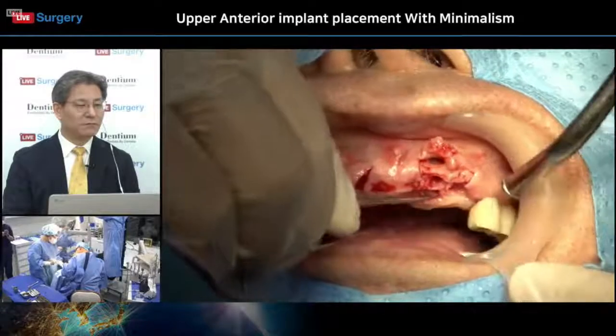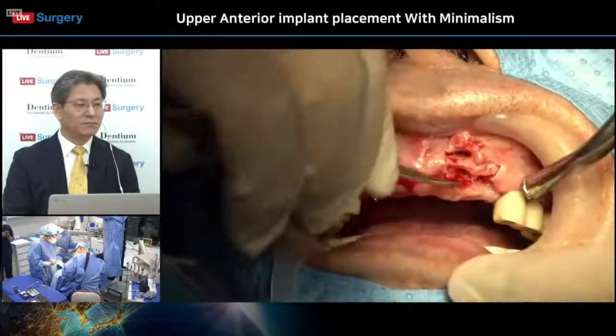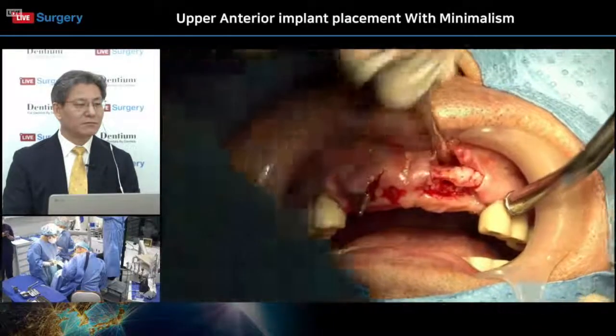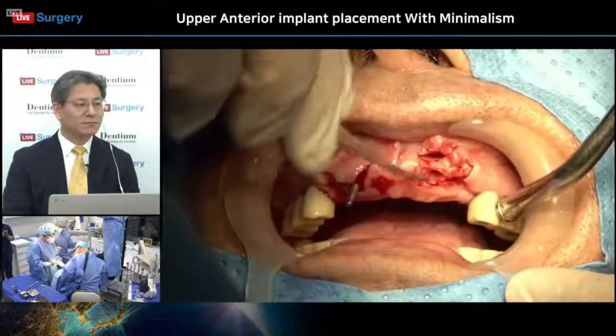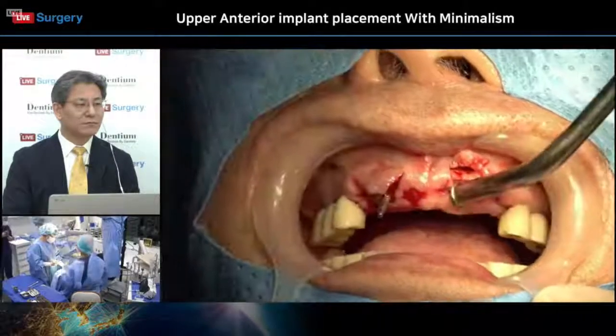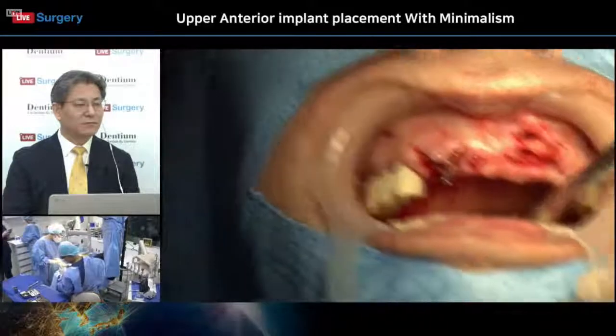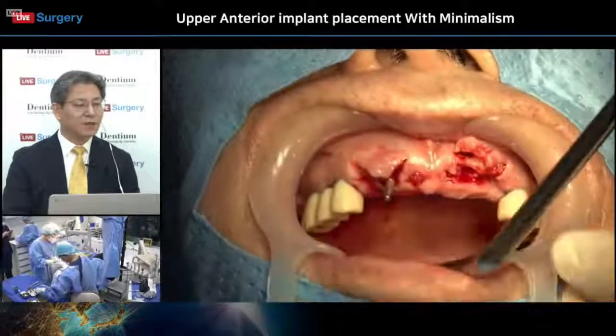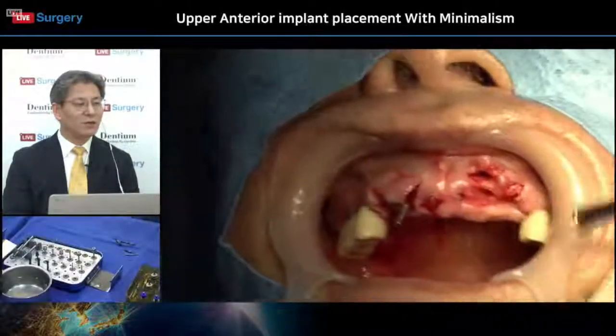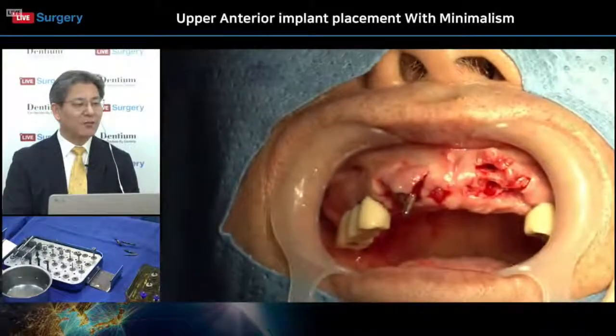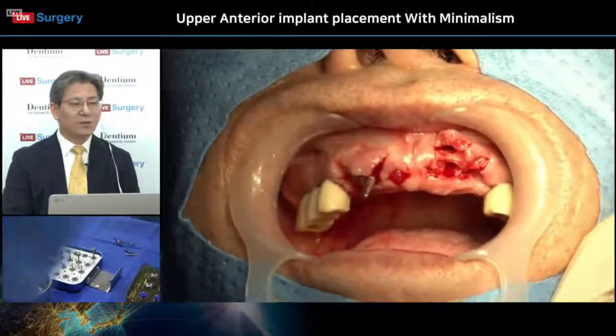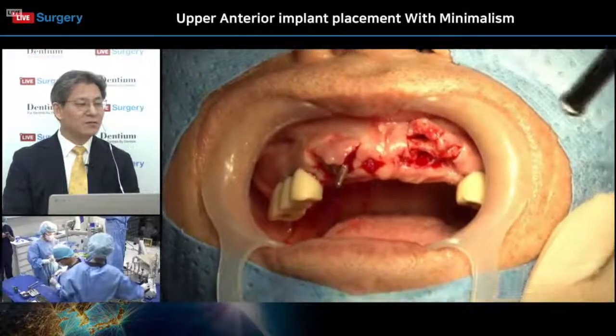I finished to the 3.5. But 4.0 would also be fine, but 3.5 would be much better. So I will select the 3.5 bone level implant. He wants to install a 3.5 diameter bone level implant system.